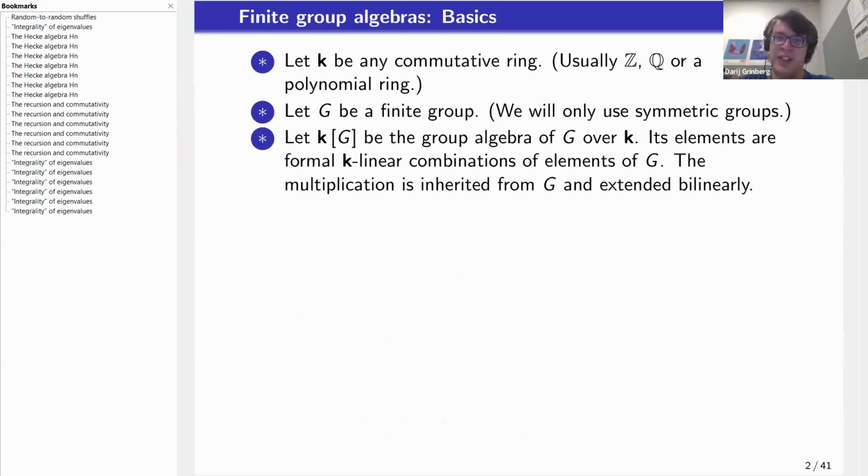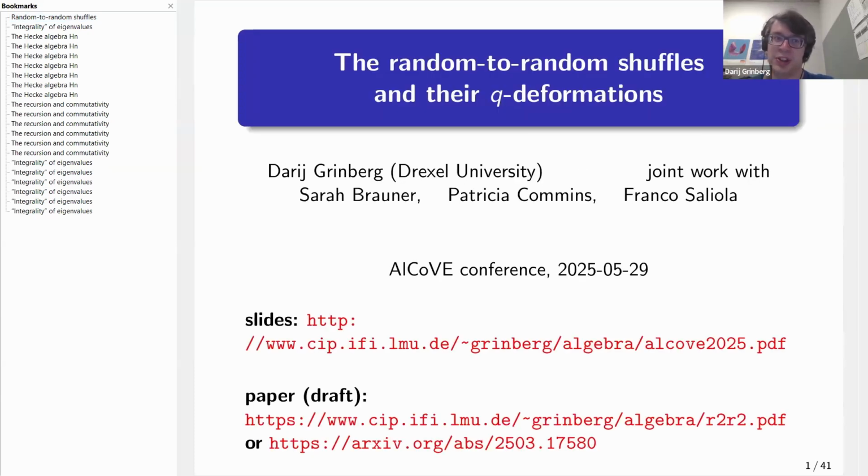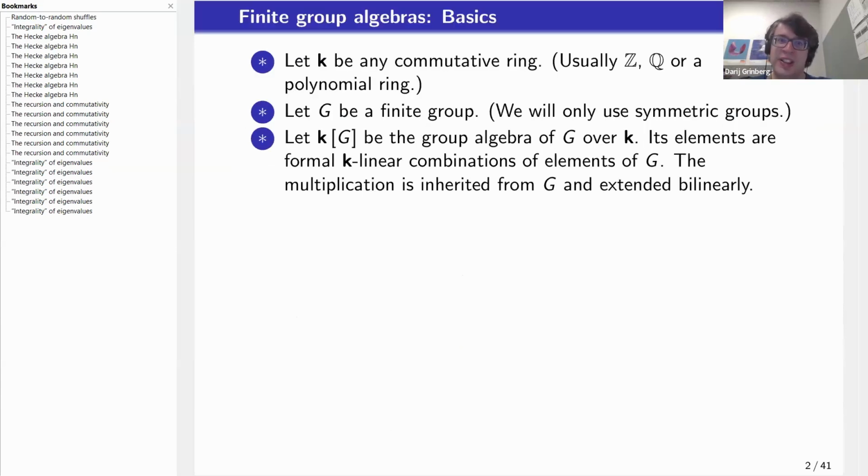So this is a short version due to the 25 minutes. I will be mostly talking about the symmetric group algebras, not about the q-deformations. So here is the setup. You have a commutative ring K, can just as well be the rational numbers. This is not super dependent on K.